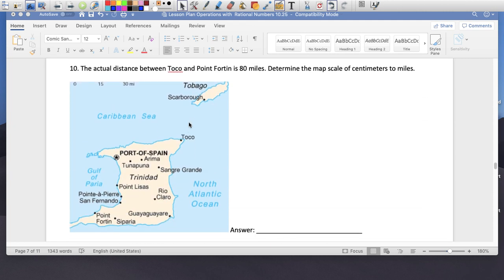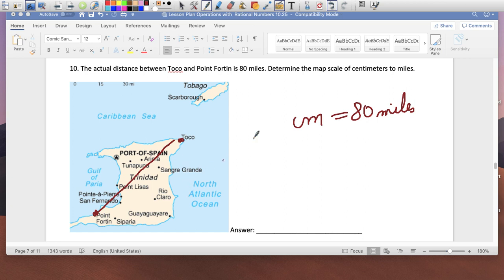You're going to need a ruler for this, so you're going to measure the distance between Toco and Point Fortin. Where's Toco? Toco is here. Point Fortin is here. So you're going to measure with a ruler, and you know that's 80 miles. You're going to measure with centimeters and tell me how many centimeters from here to here, whether it's 1, 2, 3, and that's going to be our scale. And you can always simplify, okay? So I'll leave that up to you, or ask me when you get to this point.